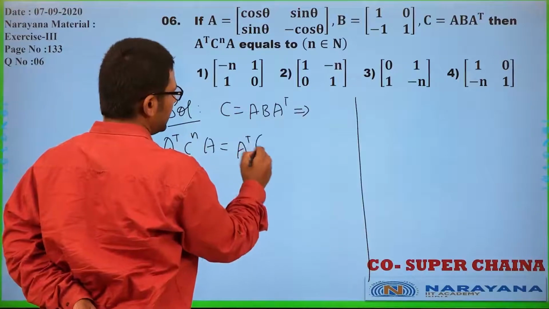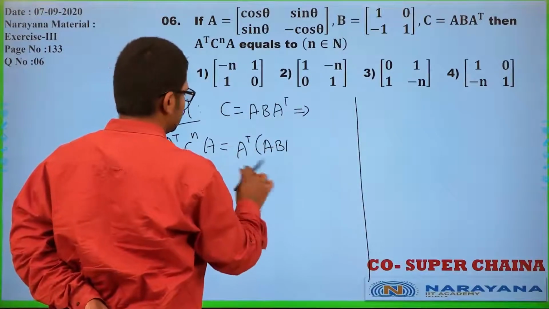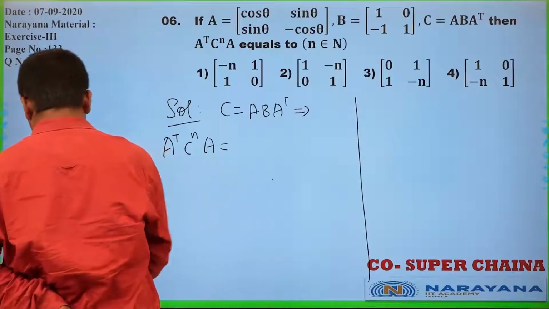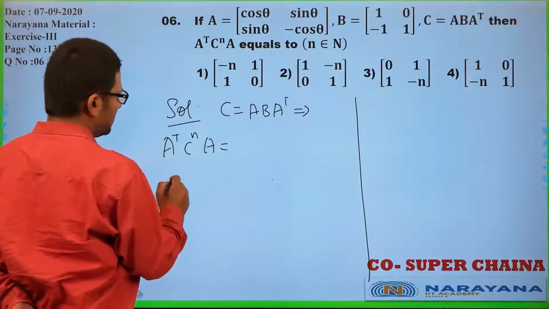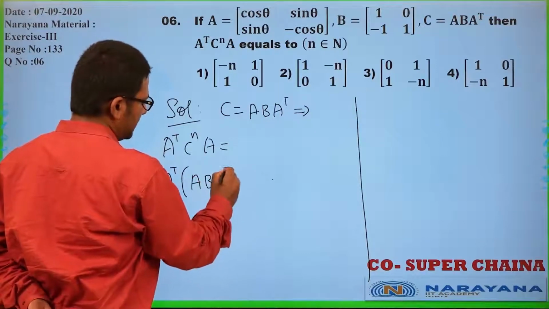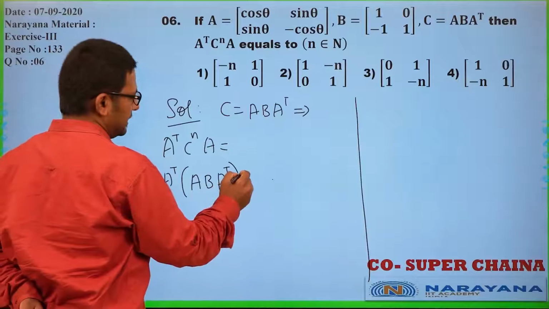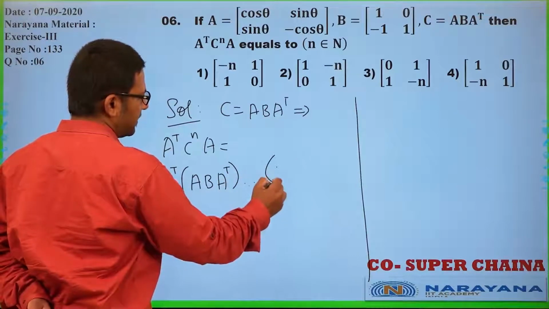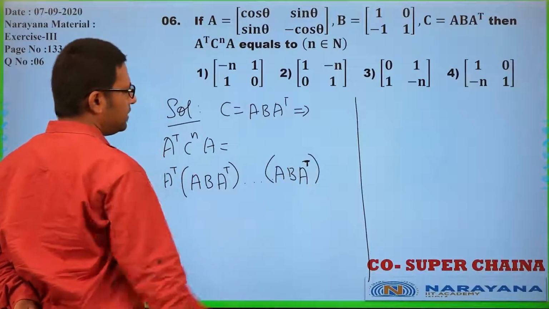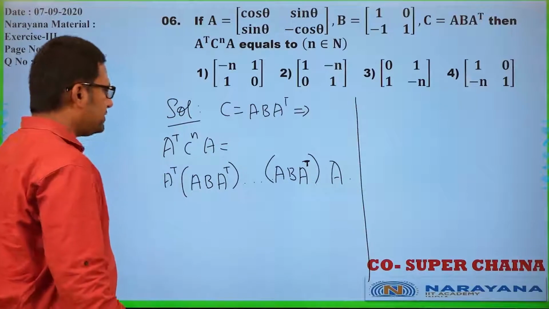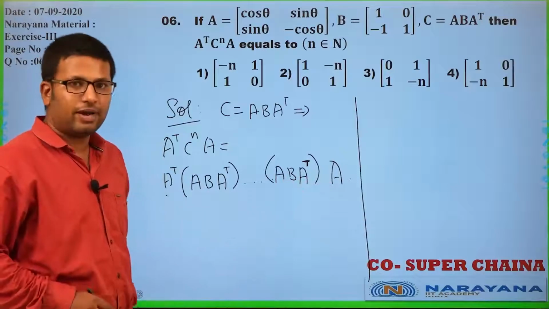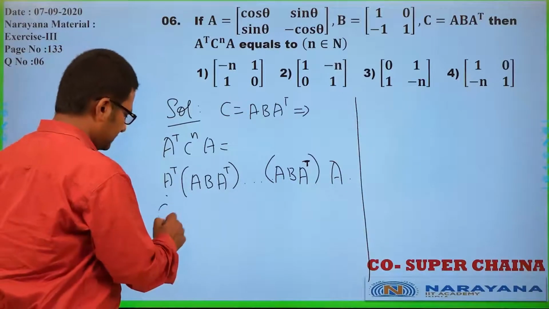So A transpose into AB, actually let us write it down in the next line for clarity, equal to A transpose into AB A transpose, right? And so on. You will have AB A transpose into A. Do you see that once again you will have A transpose A, A transpose A, A transpose A everywhere, right? So we'll have to check that. Check.